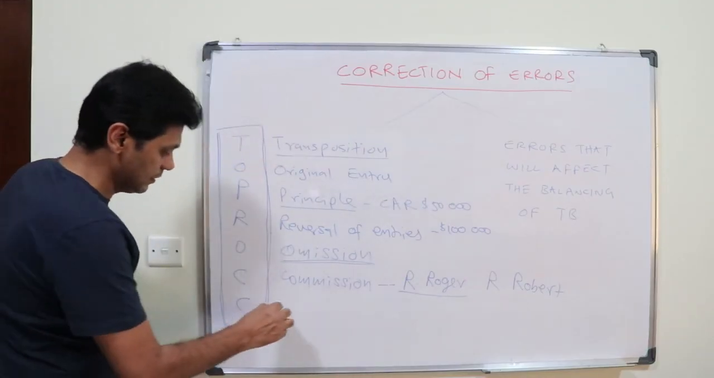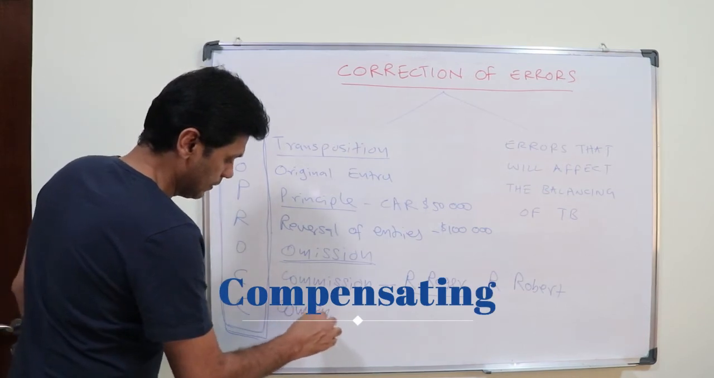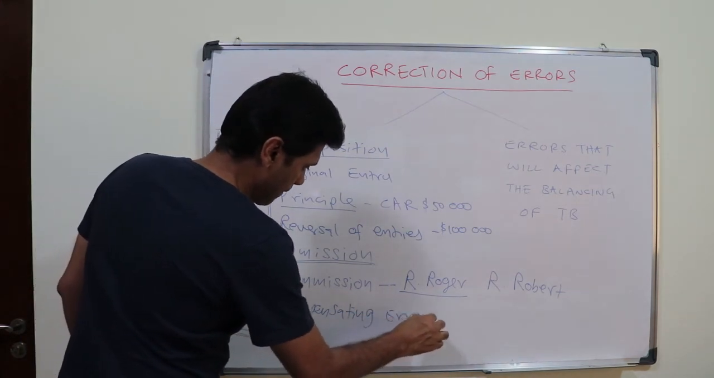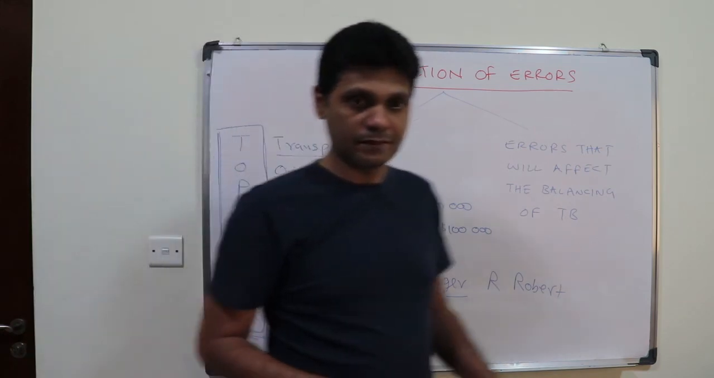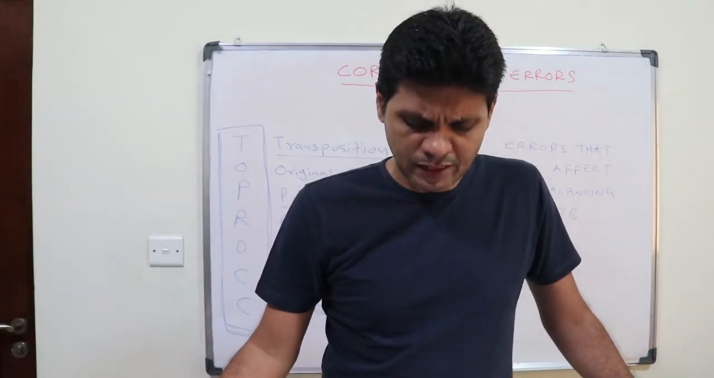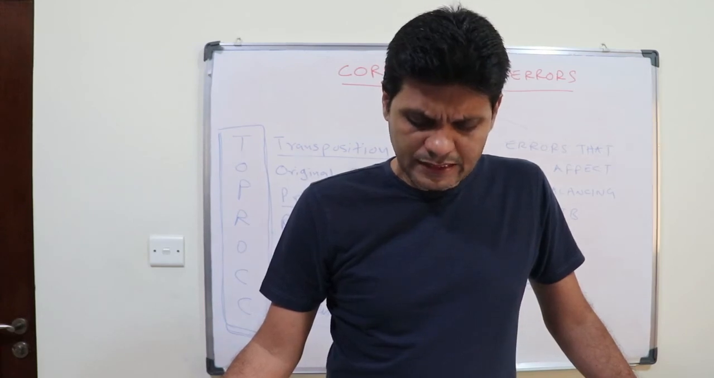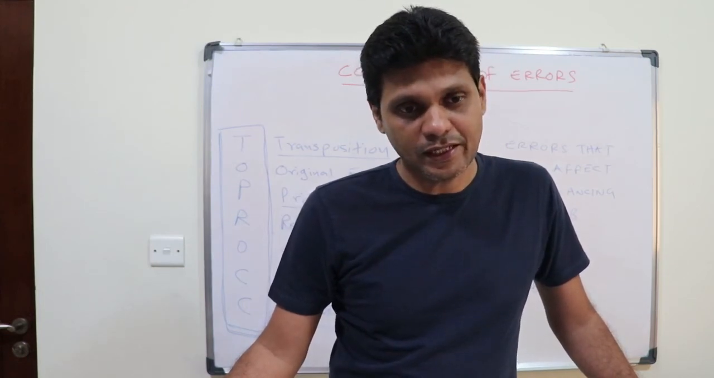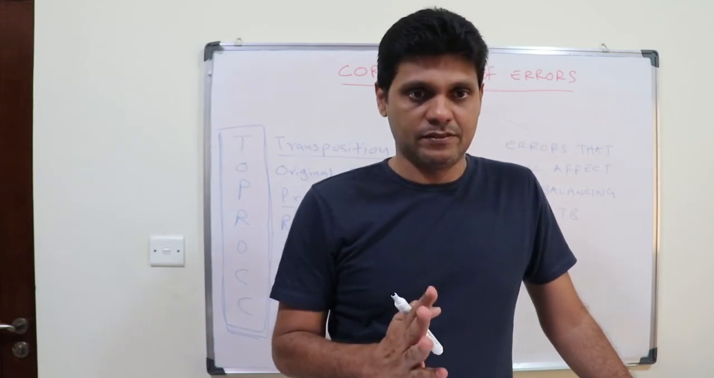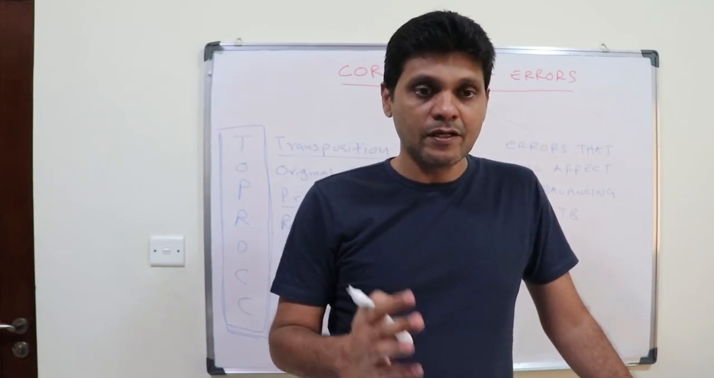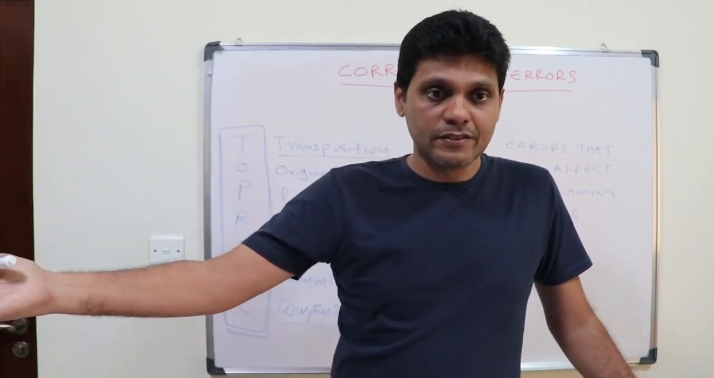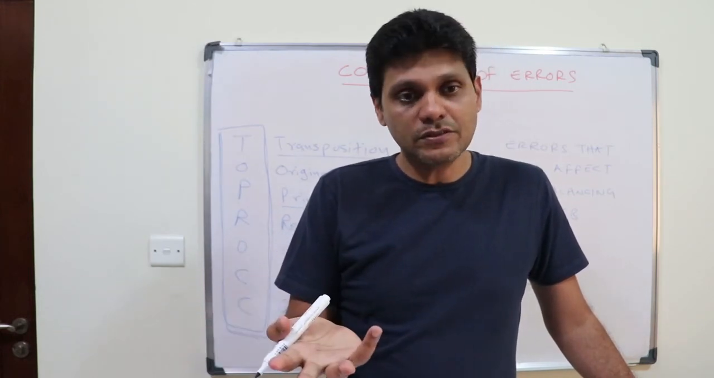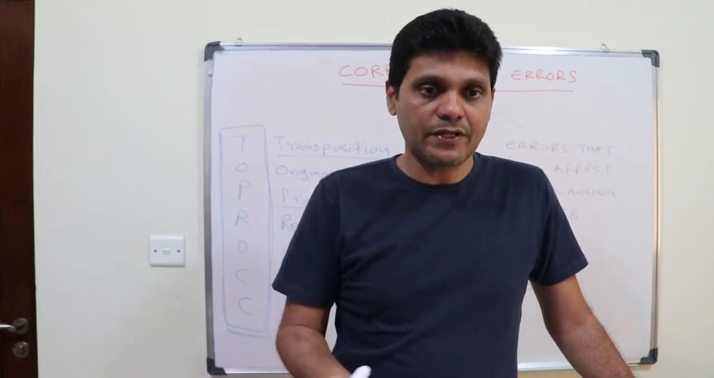The last one is compensating errors. What does it mean? That means two or more errors are cancelled off by two other errors. You understand? So you made an error. You made an error. Okay? But there is another error that you have made. Both will compensate each other, so that you will not come across any errors when you prepare the trial balance.